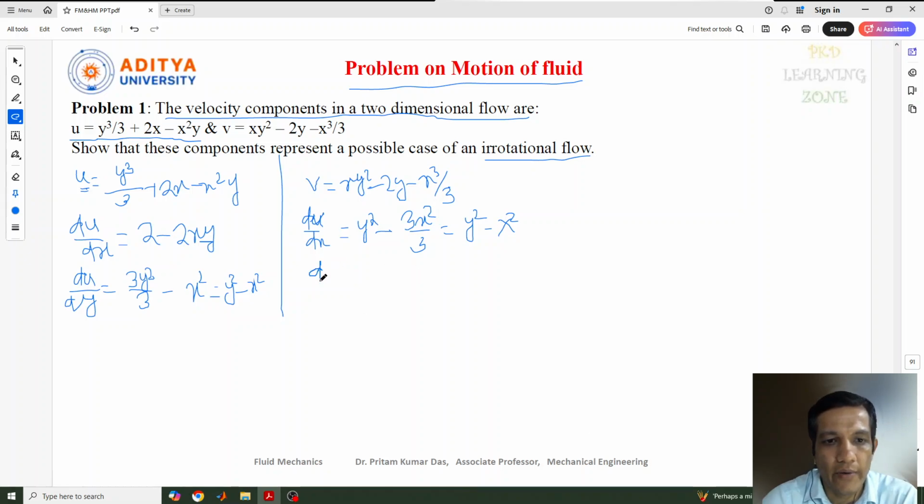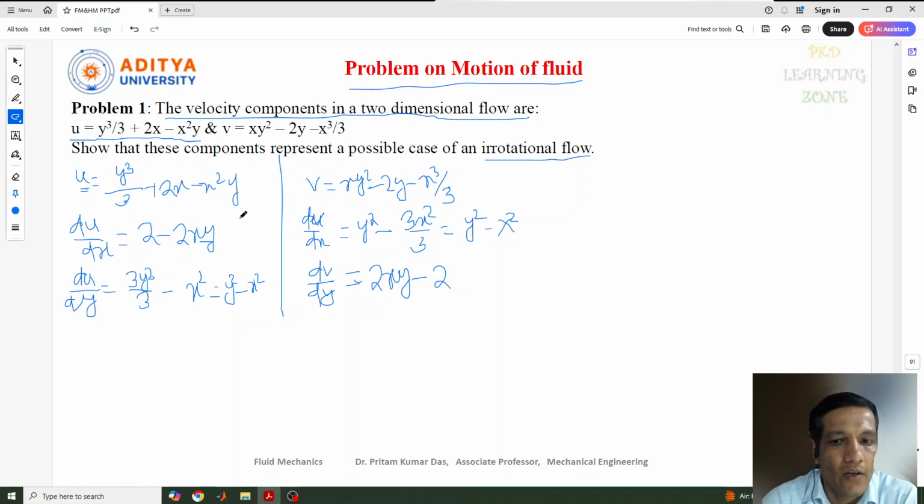Now similarly we write the derivative of v with respect to dy. For xy square, x is a constant, and the derivative of y square gives 2xy. Then minus 2, because of the 2y term. For x cube, there is no y term, so that will be neglected. So these two values we got here.